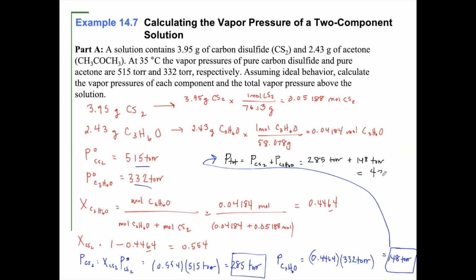And that is 433 torr. So that is the total pressure above the solution. Okay, that's part A done. Hopefully this is making sense.